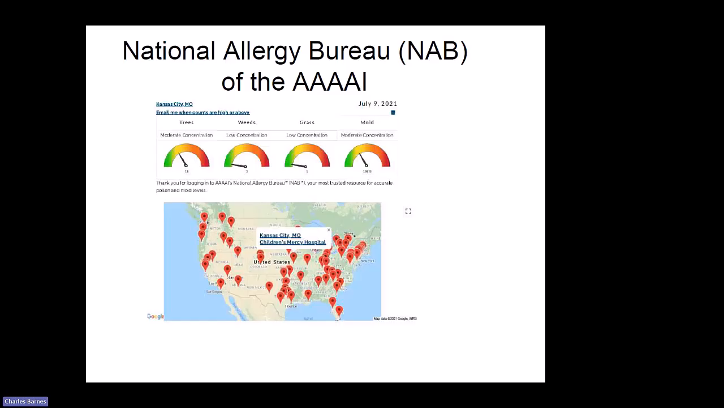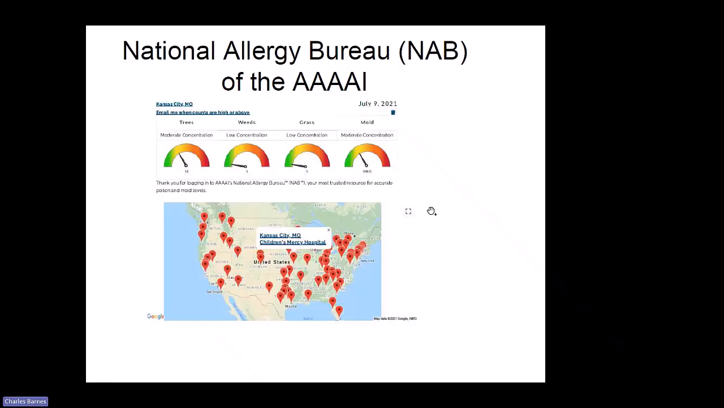Children's Mercy is not really represented in the National Allergy Bureau these days, because Children's Mercy does a pollen count using a pollen sense device, at least when it's working. And the last time I checked, it wasn't working, but it may be up and running now. And so the National Allergy Bureau puts out numbers in concentrations, and they don't give exact concentrations, but they put out numbers as low, moderate, or high for trees, weeds, grasses, and mold.